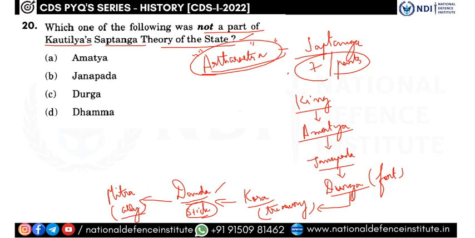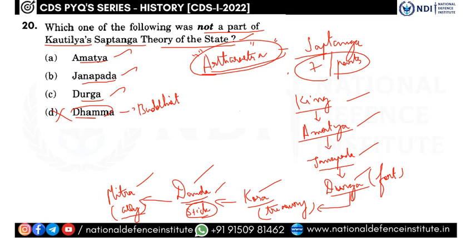Every empire should have these 7: king, Amatya officials, Janapada people, Durga fort, Kosa wealth or treasury, Danda strict power, and Mitra ally. These are the 7 parts, or Saptanga, of Kautilya. In this, Amatya, yes. Janapada, yes. Durga, yes. Dhamma, no. Dhamma is nothing but Buddhist doctrine. It has nothing to do with the Saptanga of Kautilya. Buddhist doctrine is called Dhamma. They are asking for the non-correct one. The answer is D, Dhamma.